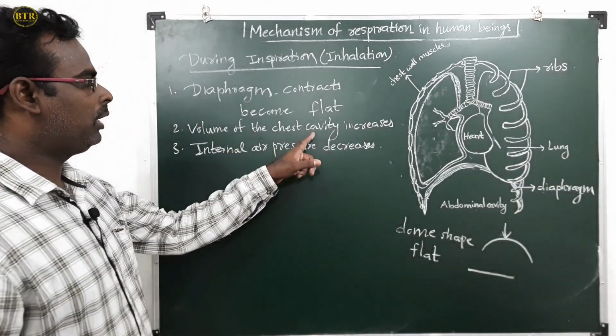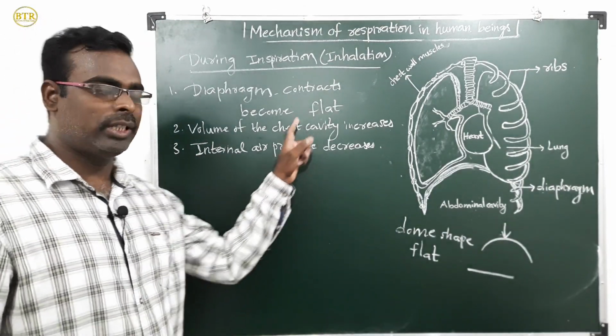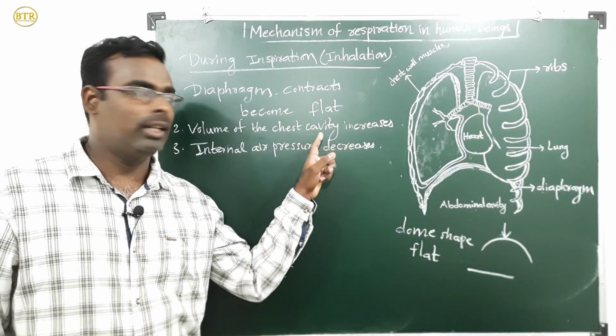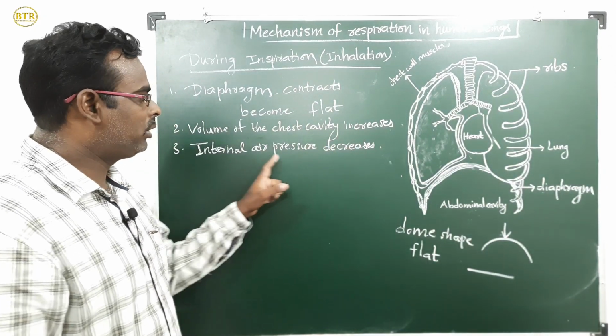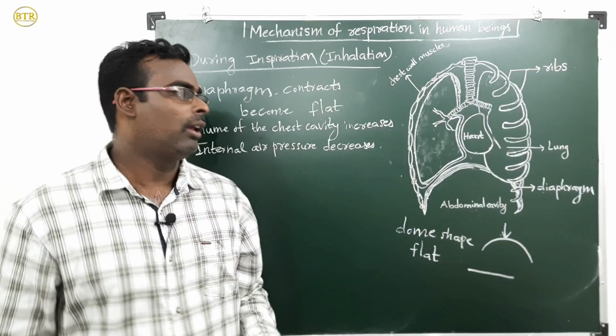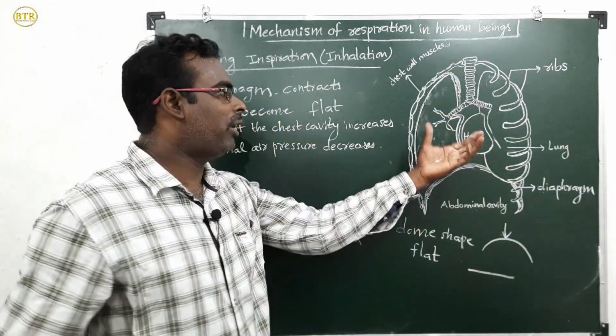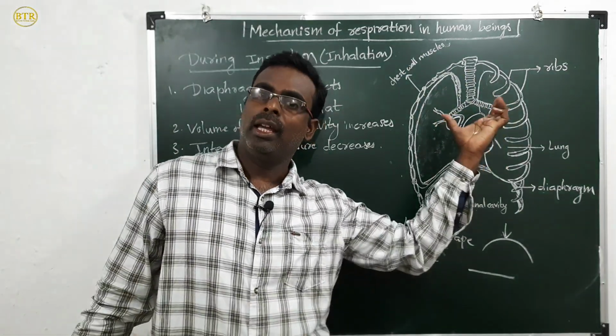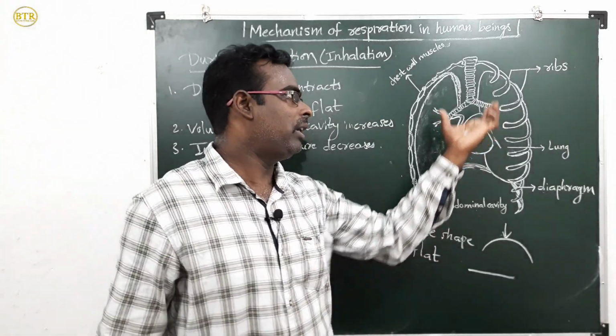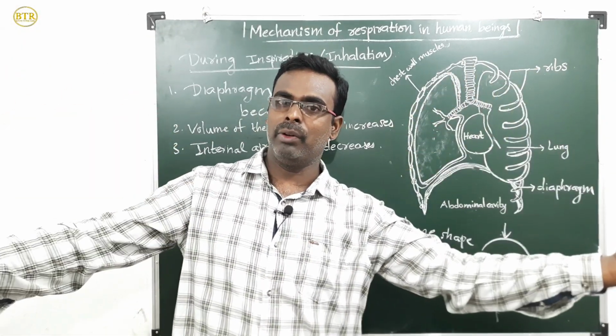See, chest cavity size and air pressure are opposite to each other. When chest cavity volume increases, air pressure automatically decreases. When air pressure decreases, what happens? In the chest cavity, air pressure is low. Automatically, outside the body, air pressure is high.